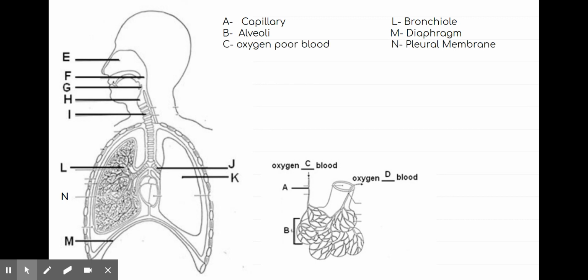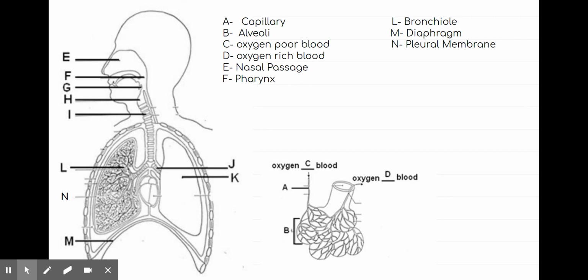C is your oxygen poor blood. It's coming from your body and it wants to be filled with oxygen. So we call it oxygen poor when it doesn't have any oxygen left in it. And N, the one that you added in, is called the pleural membrane. D is oxygen-rich blood, meaning we filled it with oxygen and now it's going off to the body to pass on oxygen all around. E, starting at the very top, is your nasal passage.